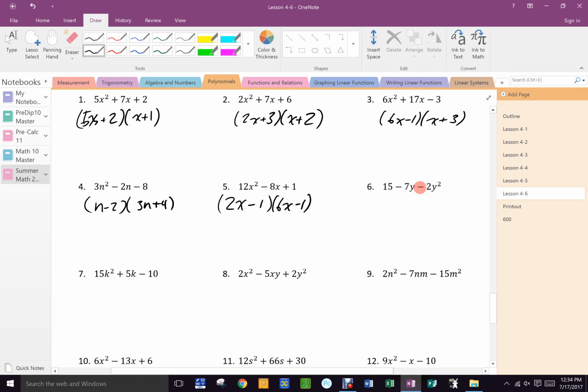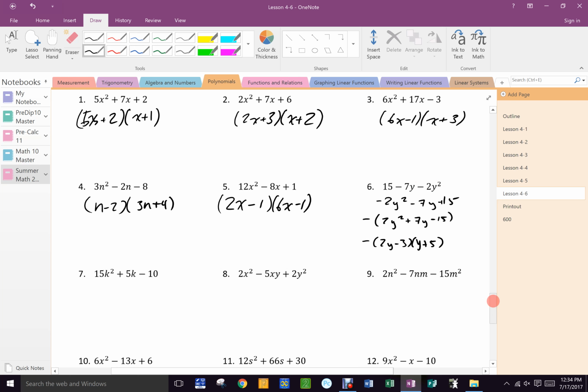What I like to do is put it in the order I'm comfortable with, which is negative 2y squared minus 7y plus 15, yes? Then I don't like that negative at the front, so I take it out. Negative 2y squared plus 7y minus 15, and then I solve it normally to get negative 2y minus 3 and y plus 5. It's okay if the minus and plus were the opposite if you didn't take out the negative, except you better make sure that your 2y has a negative as well, because you needed a negative 2y.